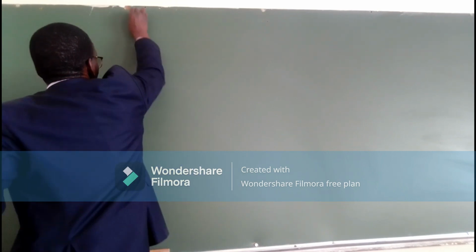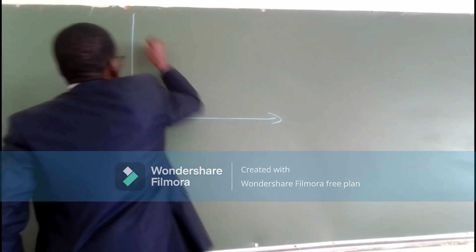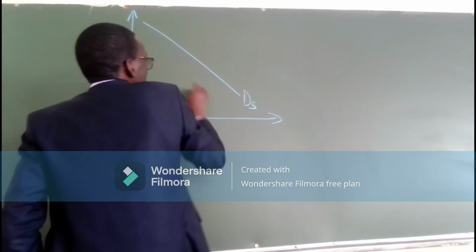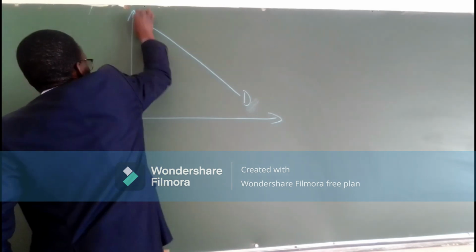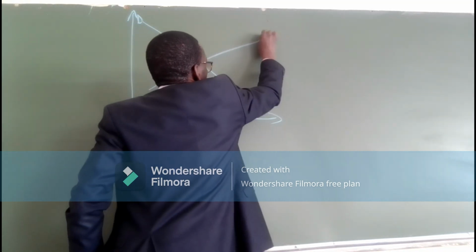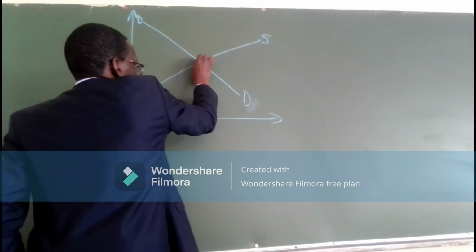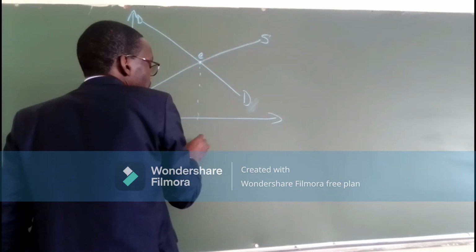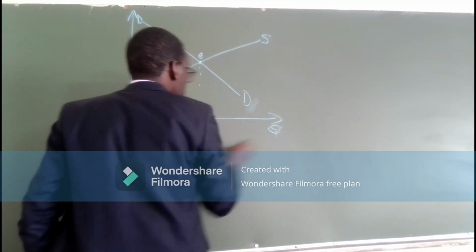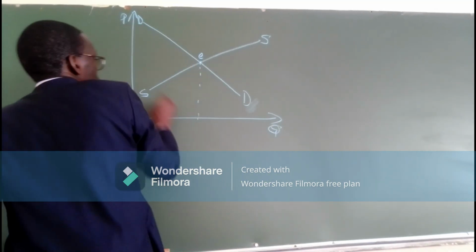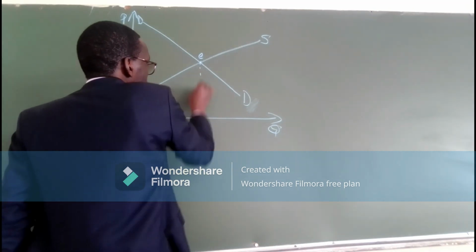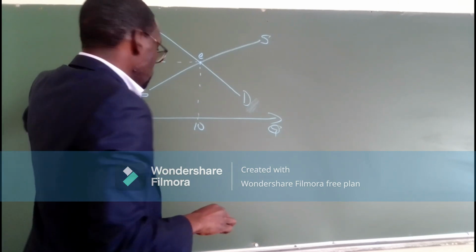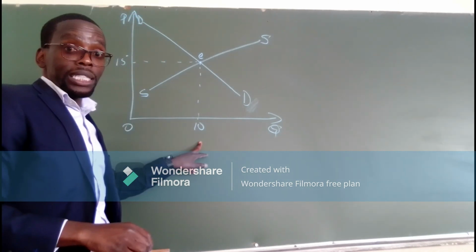If we were to present it on a graph like this, we are going to have this one as my demand curve, and then this one as my supply curve, and probably this one is my equilibrium point. It would mean that originally these people were demanding, in terms of quantity, maybe 10 units, and these units were valued at 15 rands. So they were demanding 10 units at 15 rand each.